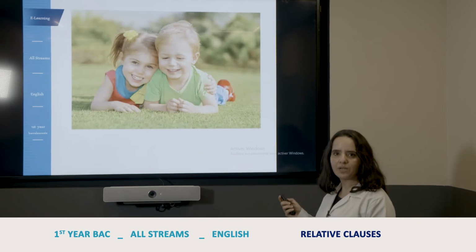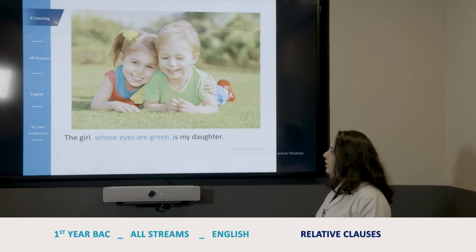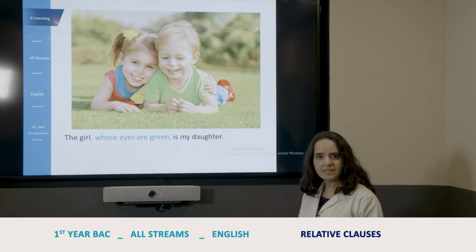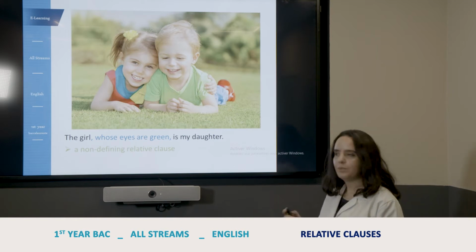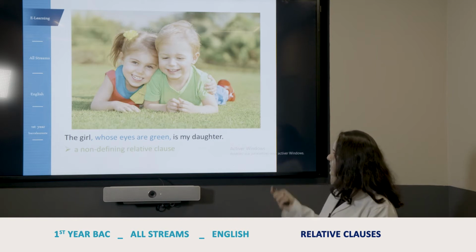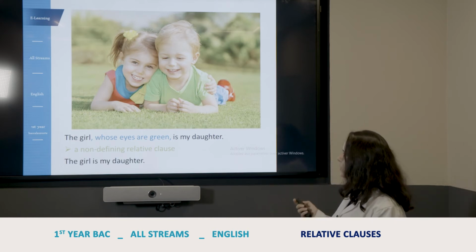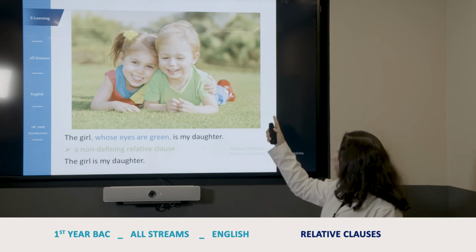Now I'd like you to look at the following picture. Let's read the sentence. The girl whose eyes are green is my daughter. Is this a defining or non-defining relative clause? It is a non-defining relative clause. Because if I omit the clause whose eyes are green from the sentence and I just keep the girl is my daughter, you still know which girl I'm talking about because we have just one girl in the picture.